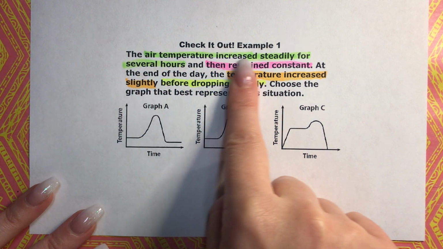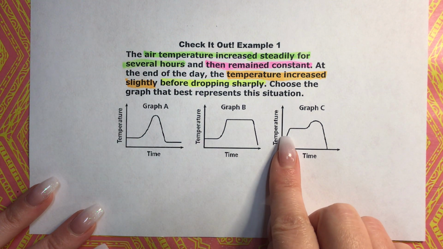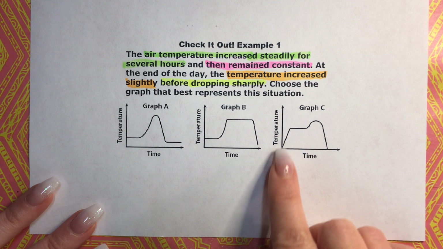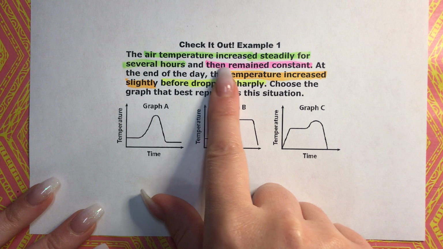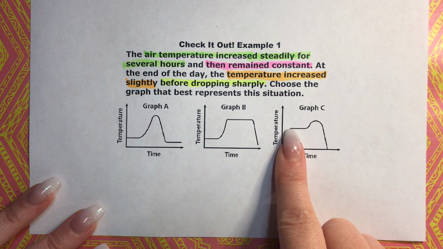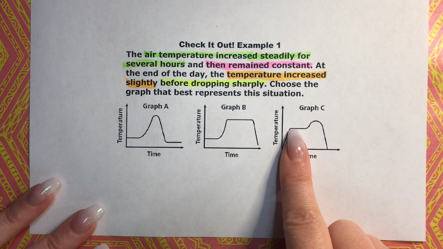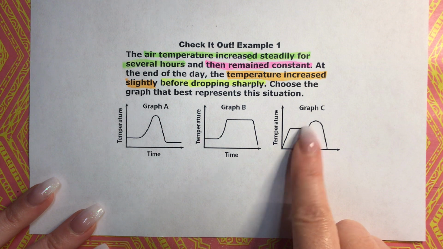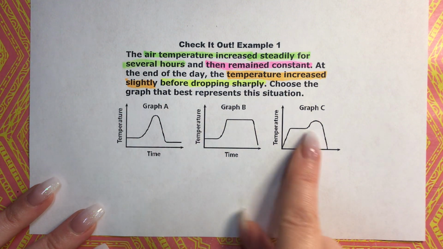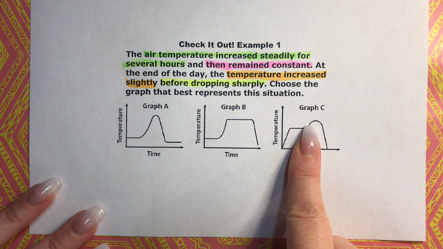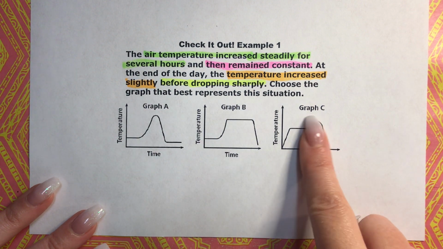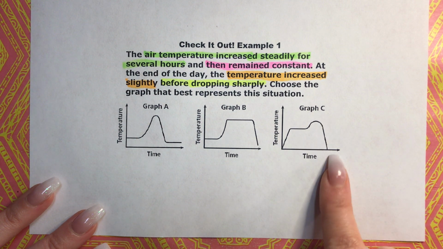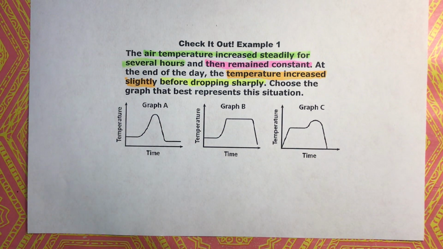The air temperature increased steadily for several hours. Yes, that's what this shows. The temperature increasing for several hours. Then it says, then it remained constant. Well, yeah, here we go. The temperature is remaining constant. And then at the end of the day, the temperature increased slightly. So yes, the temperature gets a little bit more before dropping sharply. And yes, that is a very, very sharp drop. So for this one, our answer would be graph C.